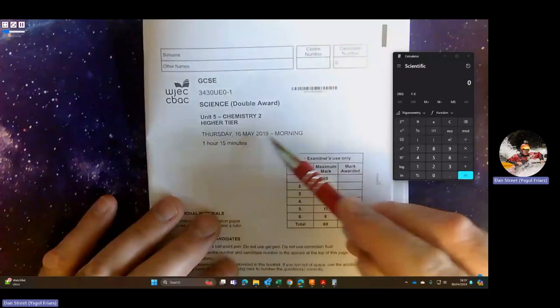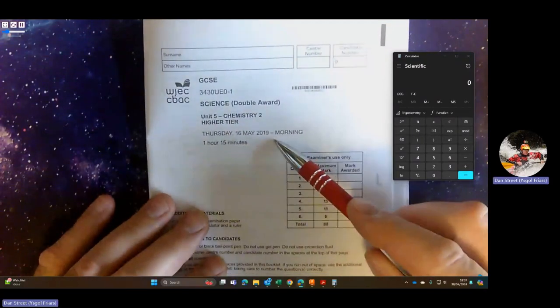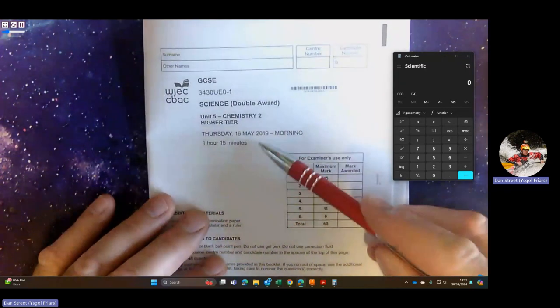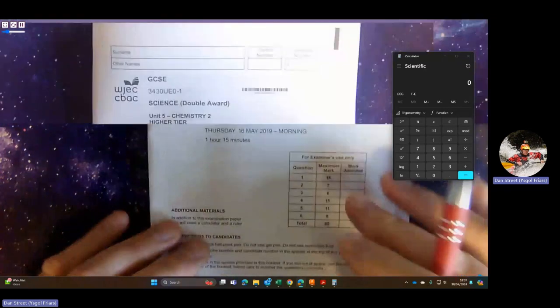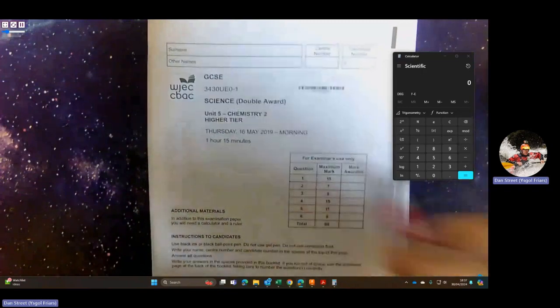Okay, so this is the 2019 paper. It's the second time that the paper was published, and the last time it was published before the lockdown. This is the higher tier. So let's have a look at question number 1.